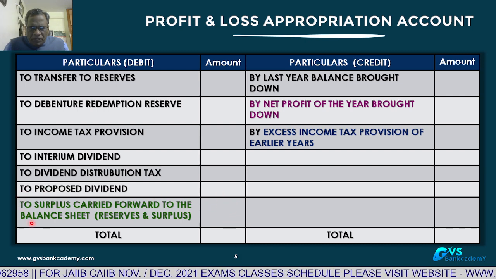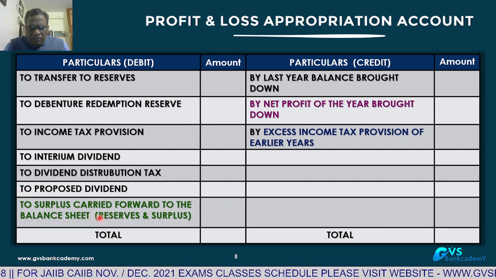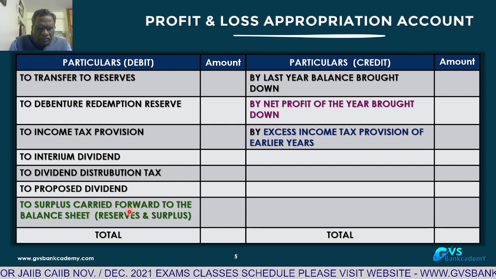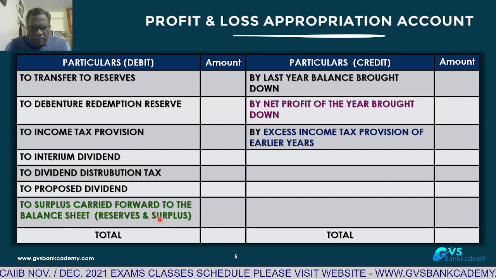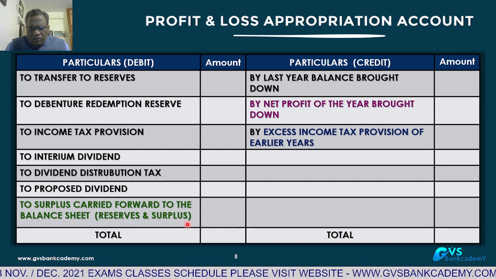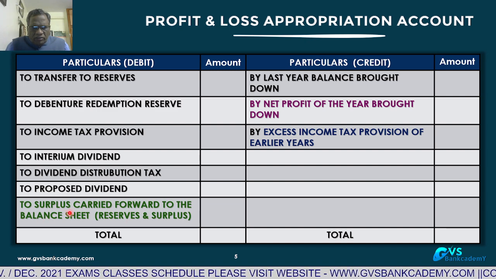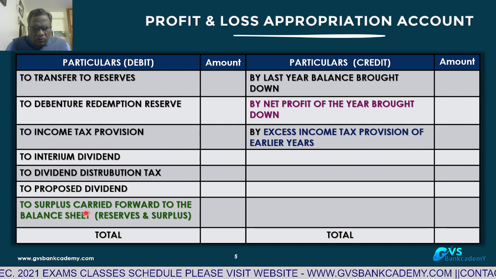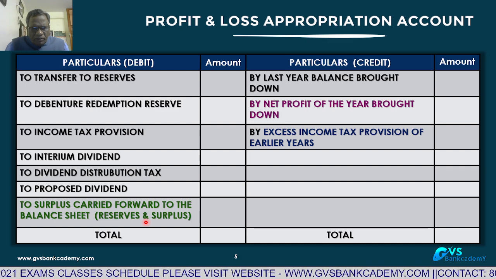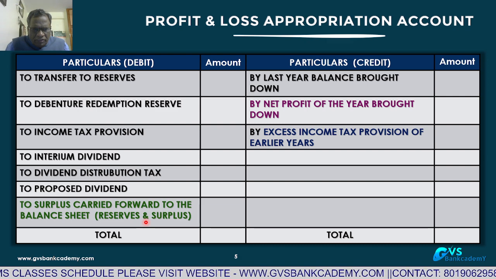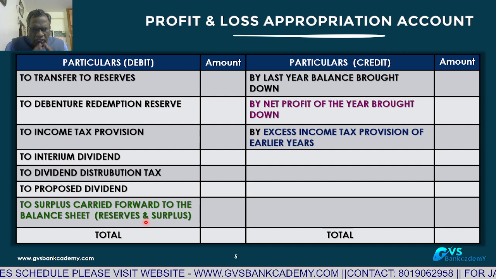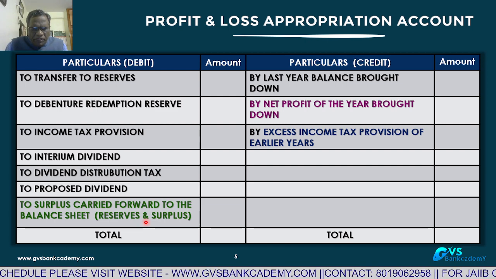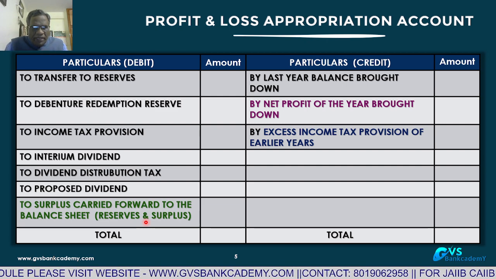Then after, any surplus that is there is going to be transferred to reserves and surpluses. Surplus carried forward to the balance sheet, reserves and surplus. This is the total. Now they are asking, surplus is there, that you are going to transfer to reserves and surpluses. So, surplus means that is a liability to the firm, that is a liability to the bank, a liability to the company. So, net profit surplus is a liability to the firm, bank or company.